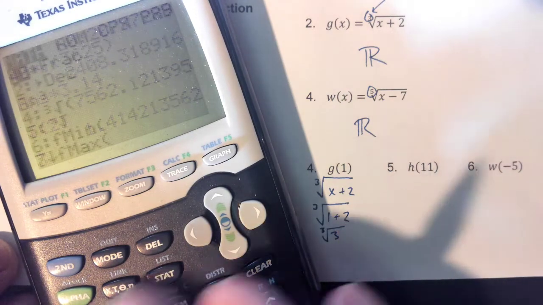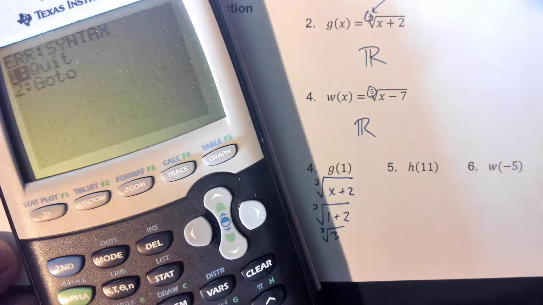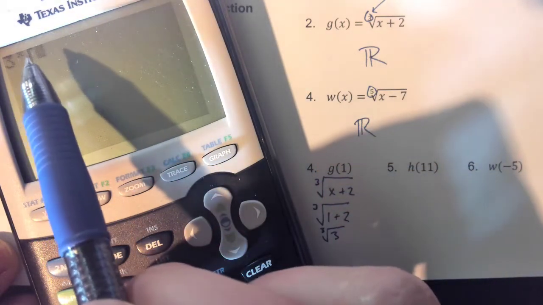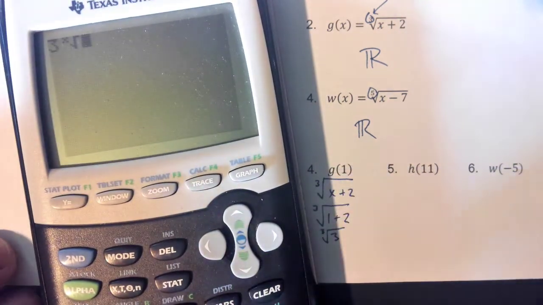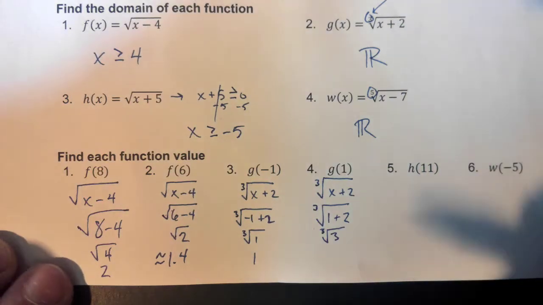Remember how to do that. 3, you're going to hit second. The button that looks like that, it's got the x next to the radical. It's above the square root button on your calculator. And the cube root of 3 comes out to also be about 1.4.